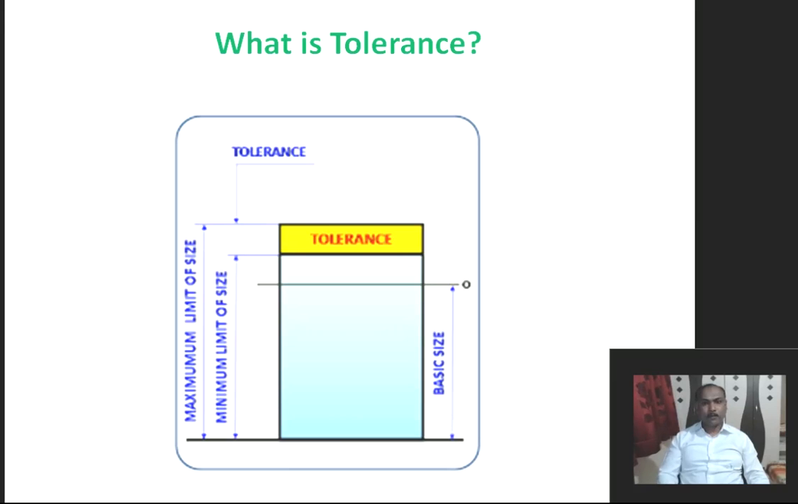Now we cannot manufacture the part to the given size. So we give some permissible variation in the dimensions. And this permissible variation in the dimension is called a tolerance. And as we have seen, there is a maximum permissible limit and a minimum permissible limit. So the difference between these two limits is called a tolerance. So this is the maximum limit and this is the minimum limit, and the difference between these two is called a tolerance, and this yellow zone is called the tolerance zone for it.